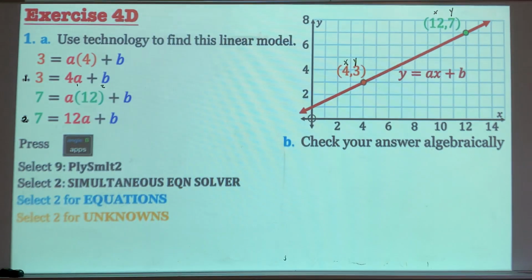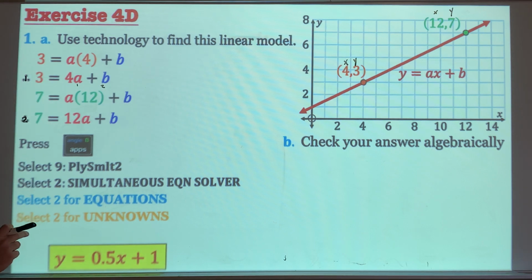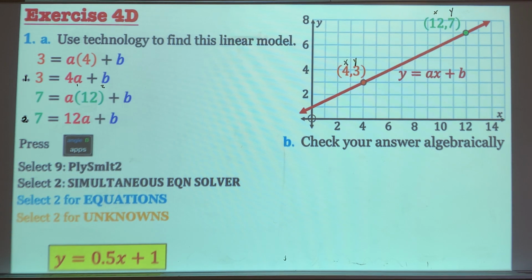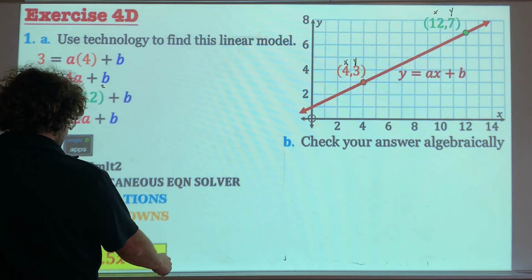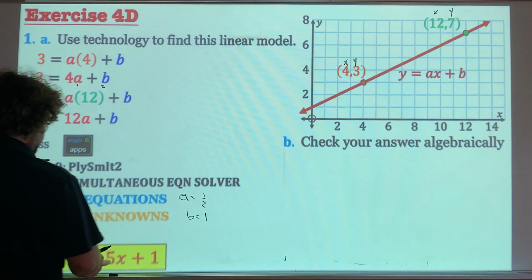All right, so you're going to type in your stuff. When you type it in, 4, 1, 3. Okay? So as you type this stuff in, you get 4, 1, and 3. All right? And then you're going to type 12, 1, and 7. You always put the constant last. You end up getting A equals 1/2, B equals 1, y equals 1/2 x plus 1.